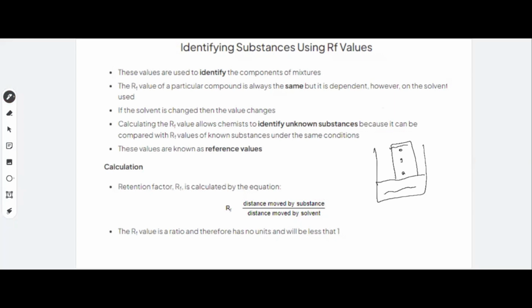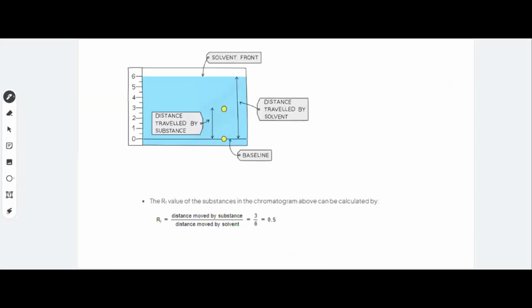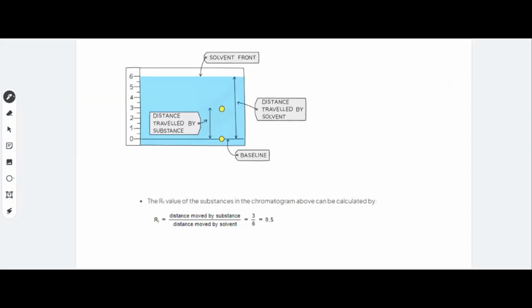For the solvent, you will check the solvent front. The solvent front is this one on top. You've done it in your notebook now. So for example, look over here. You have the baseline over here. This is the solute, and it will move till here and this is the solvent front.